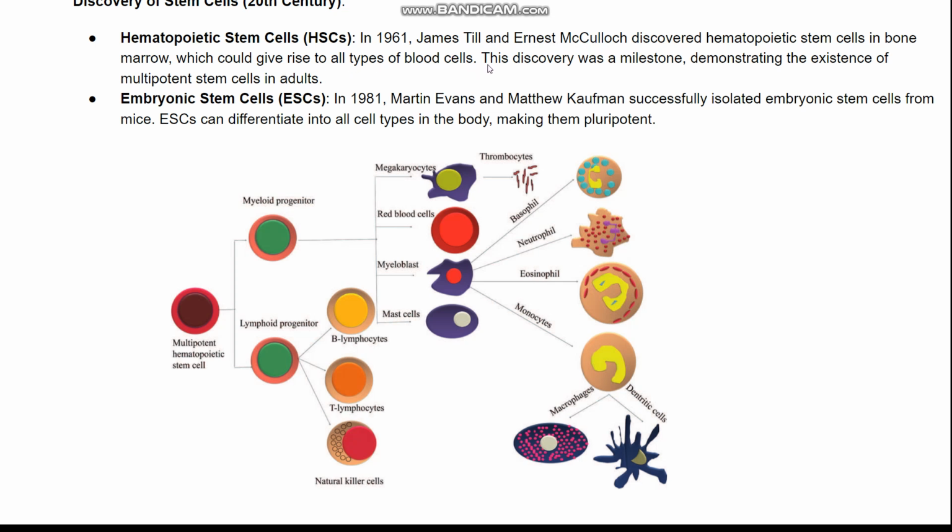types of blood cells. And then later on, 20 years later, Martin Evans and Matthew Kaufman successfully isolated embryonic stem cells from mice, and they saw that these could differentiate into all types of cells in the body, making them pluripotent. Remember, totipotent and pluripotent, these are in one category known as embryonic stem cells, found in the early embryo or zygote, and can differentiate to all sorts of specialized cells.